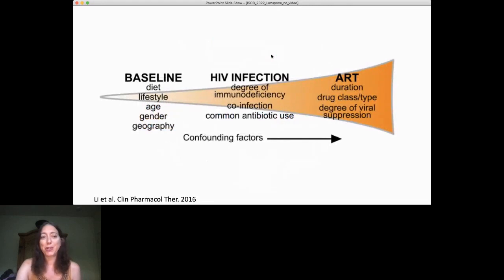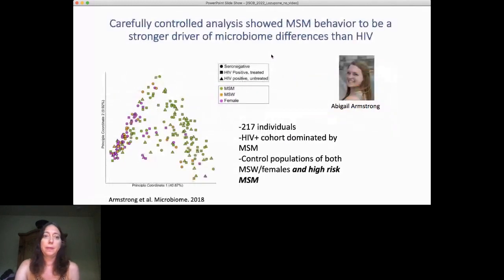Working with humans, however, is complicated. There are many, many different confounding factors that influence the microbiome, and these get compounded in disease when you have different disease severities and also treatments. As an example, back in 2013, when we published our first paper on the gut microbiome in HIV, we described very dramatic changes in the gut microbiome that we later learned were not driven by HIV.